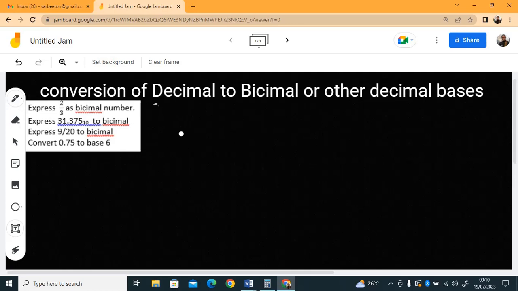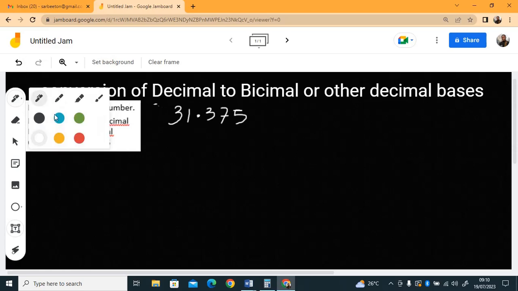Now, the next one, they said you should convert this to bicimal. So we have 31.375 to bicimal, just to base 2. Now, you know this is a whole number. I told you earlier, this is a whole number. Let me give it another color so you understand it. This is the whole number.